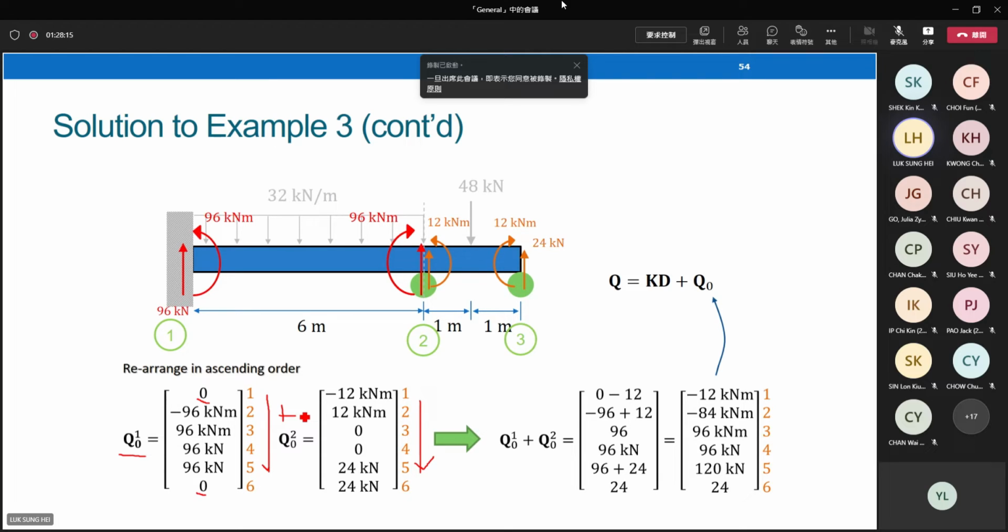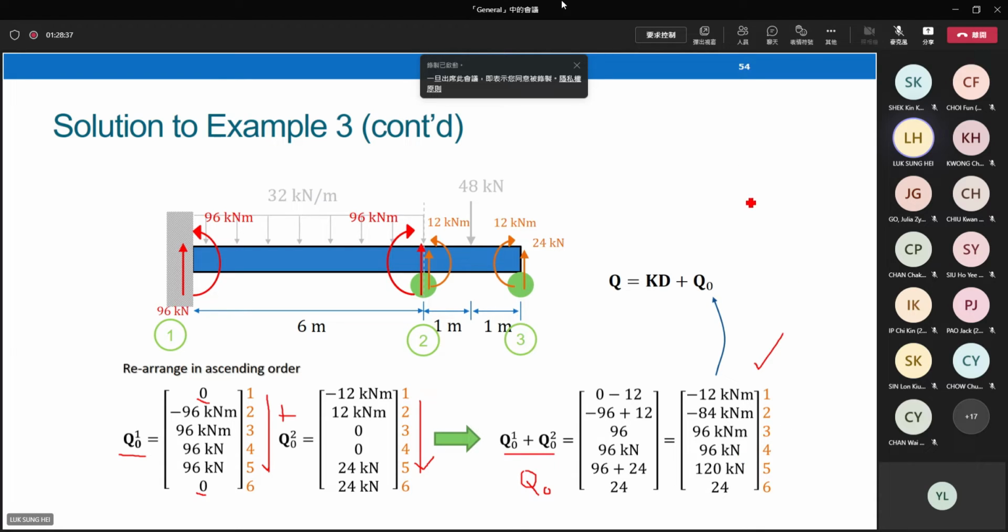Or if you're good at mapping, actually you can map directly from the previous page. But here I firstly enlarge the element and then rearrange the order so that you can see which parts should be imposed with each other. And this becomes the Q0 vector we use in our calculations.